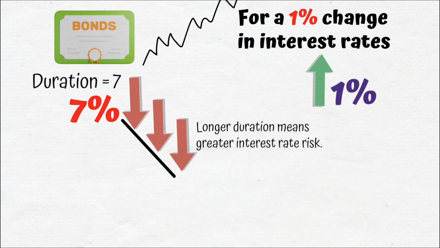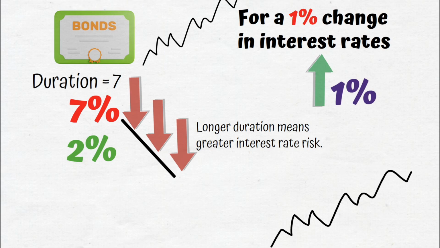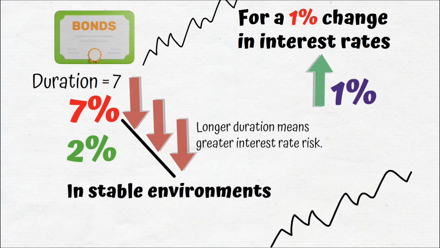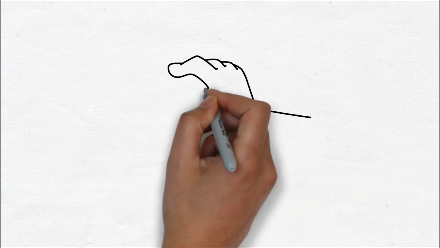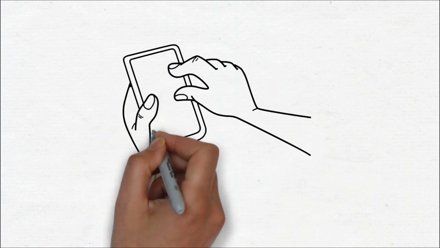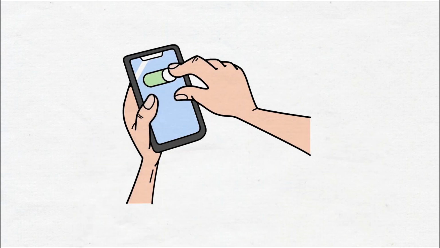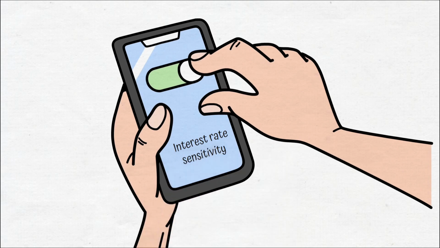This is why asset managers fine-tune portfolio duration depending on rate outlooks. During volatile times, they shorten duration. In stable environments, they might extend it for better yield. There are even products like target duration ETFs that let individual investors select their interest rate sensitivity.